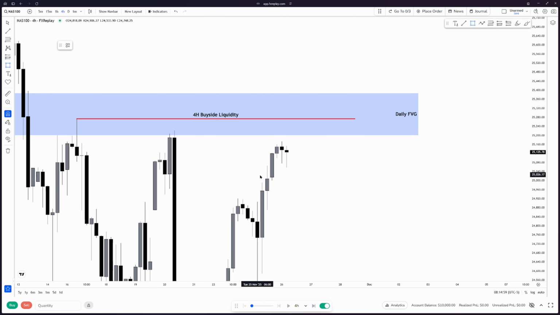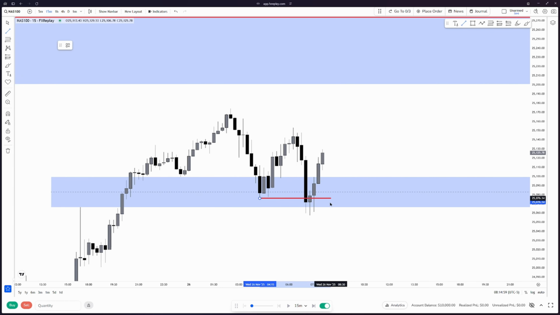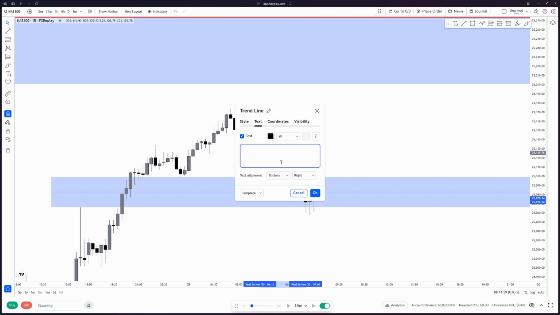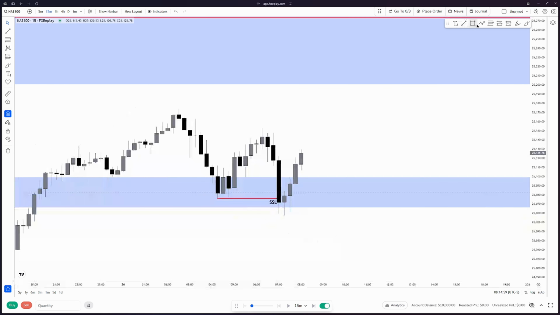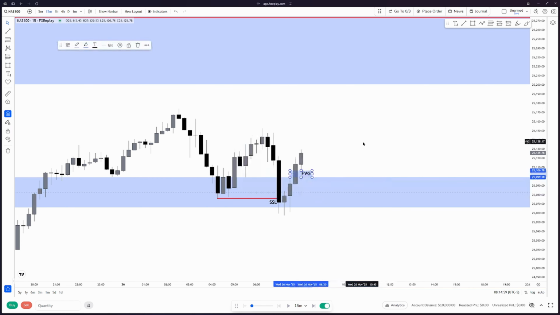First, on the 4-hour time frame, our buy-side liquidity still hasn't been swept, which means our bias stays bullish. We also have a 4-hour bullish fair value gap, so we expect price to push up, sweep that buy-side liquidity, and rebalance through the gap. Dropping down to the 15-minute time frame, we already have a sell-side liquidity sweep, and there's a clean 15-minute bullish fair value gap lining up perfectly with our higher time frame narrative.